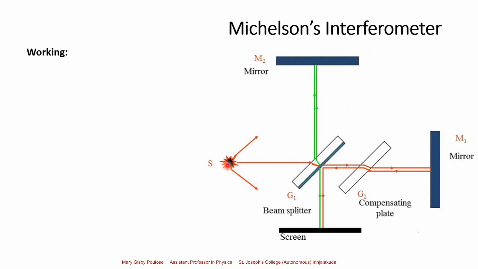So if there is no light, there won't be any interference pattern. Usually we never place the detector here because it may block the source, and hence we use this position to read the fringe pattern.